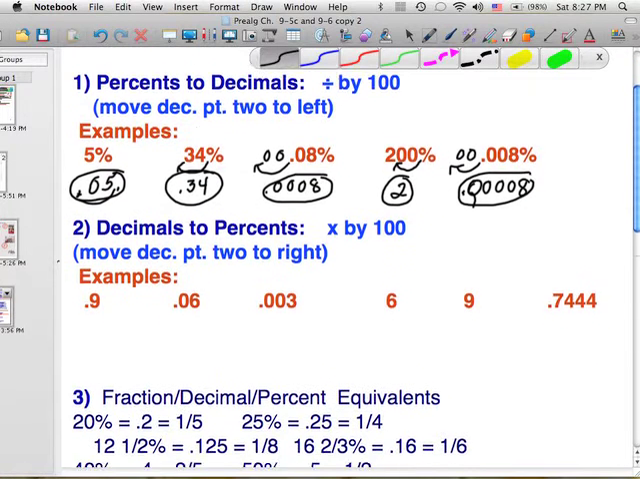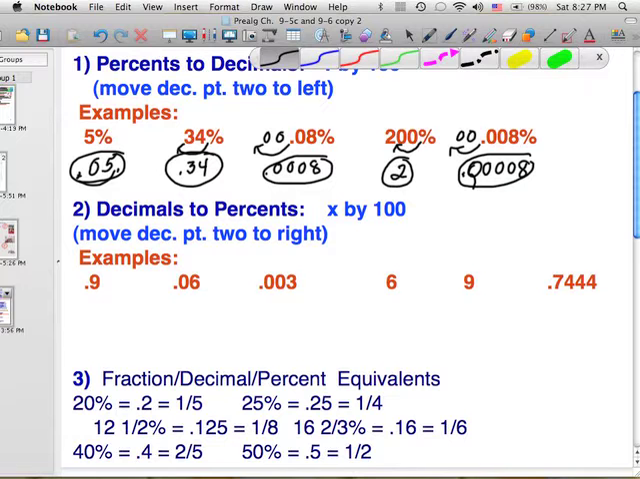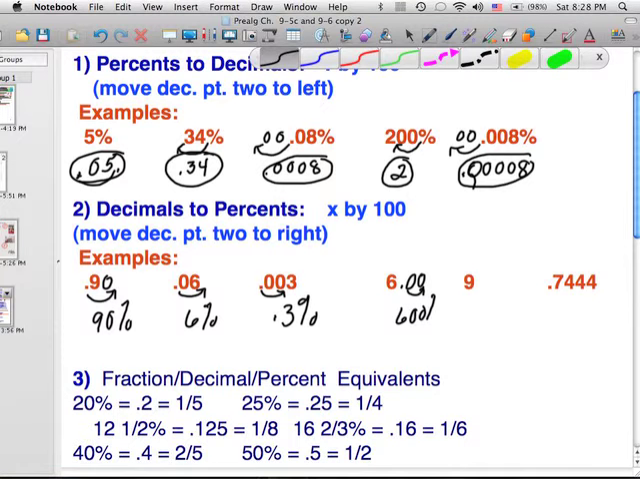If I have a decimal and I want to change it to a percent, I multiply by 100, so I would move the decimal 2 to the right. So 0.9 is 90%. If I have 0.06, 2 to the right would be 6%. 0.003, 2 to the right would be 0.3%. 6, move it 2 to the right, multiply by 100 would be 600%.